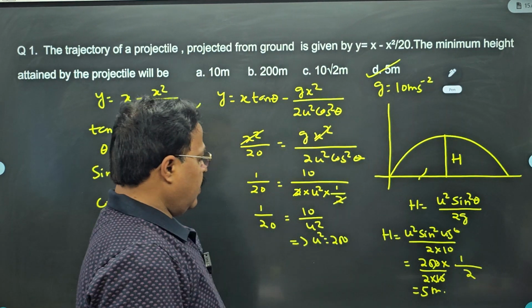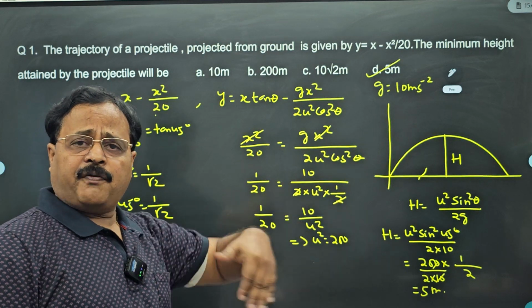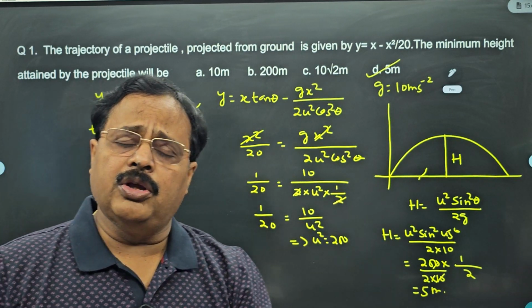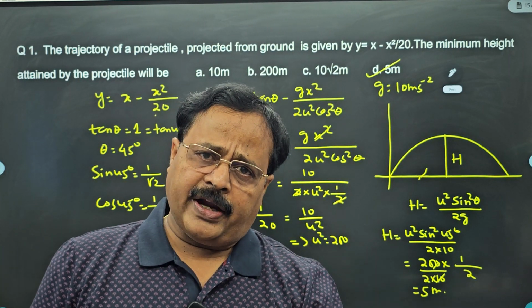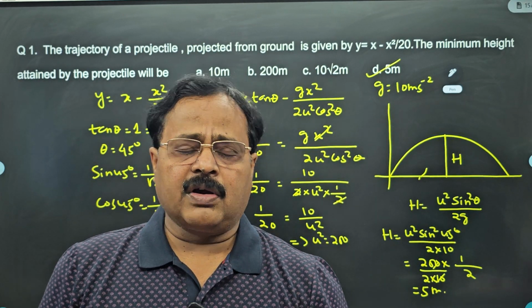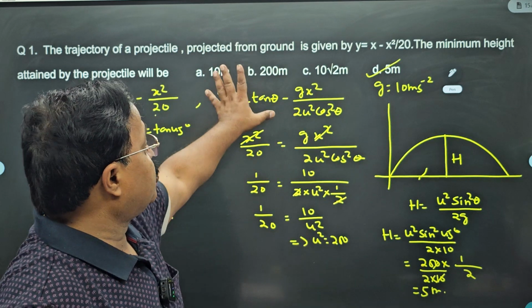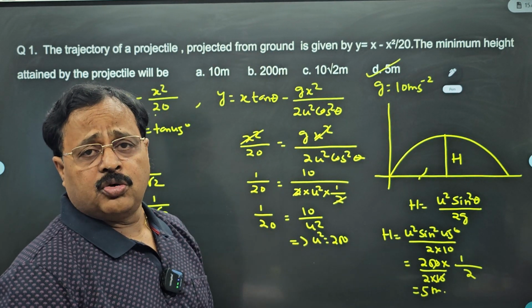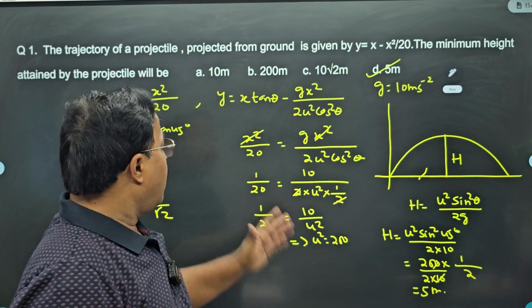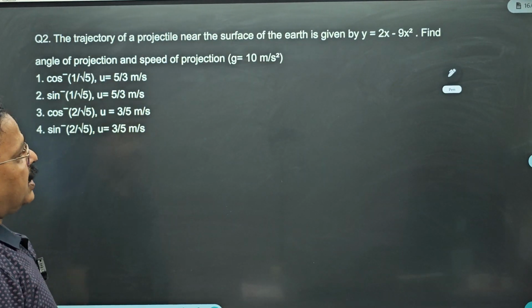Option D is correct. Okay, my dear students, you just compare the equations. You can find out u, the angle of projection, the speed, the range, the height, everything. If the equation of projectile motion is known to you, you can find everything by comparing these two equations. Let us move to the next question.